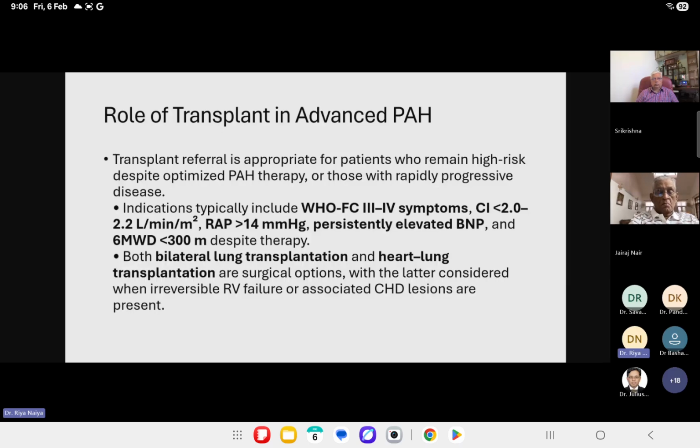Both bilateral lung transplantation and heart-lung transplantation are surgical options, but heart-lung transplant is usually considered when there is irreversible RV failure or associated congenital heart disease lesions.